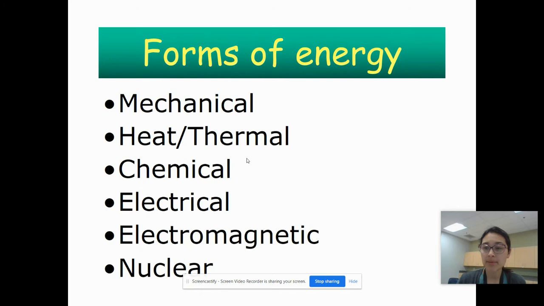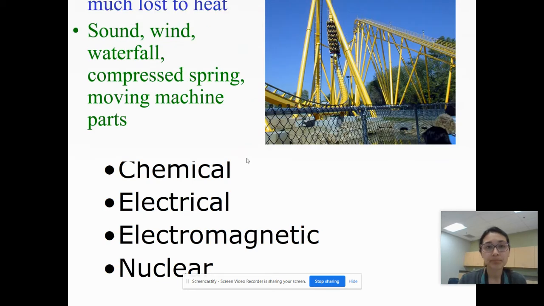So then you have other forms of energy within potential and kinetic energy. So mechanical energy is a type of kinetic energy. Heat and thermal energy is a type of kinetic energy. Chemical energy is a type of potential energy. Electrical is a type of kinetic. Electromagnetic and nuclear are all types of energy, but they're within the potential and kinetic energy.